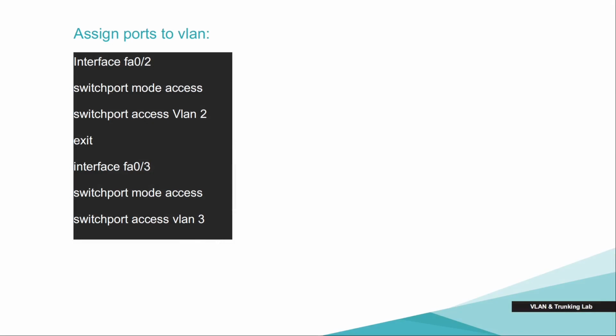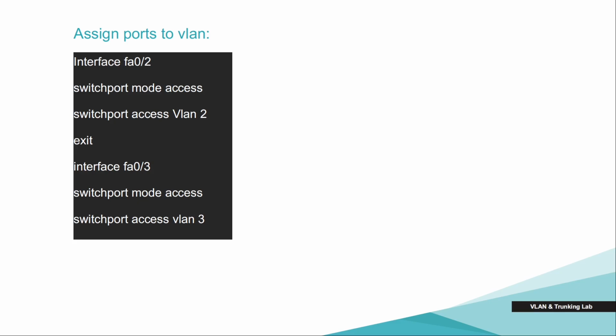The next step on my lab is to assign the interfaces to the correct VLAN. I have interface FastEthernet 0/2. This interface should be on VLAN 2. The command will be switchport mode access. For the interface, it can be access, which means assign it to a VLAN, or it can be trunk. In my case here, I need to configure the interface and assign it to VLAN 2. That's why I will put the command switchport mode access.